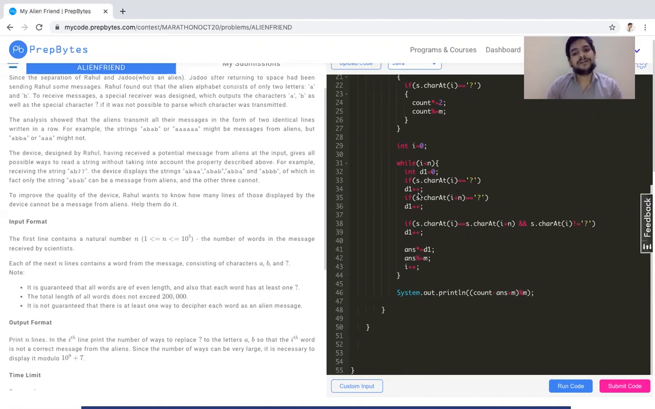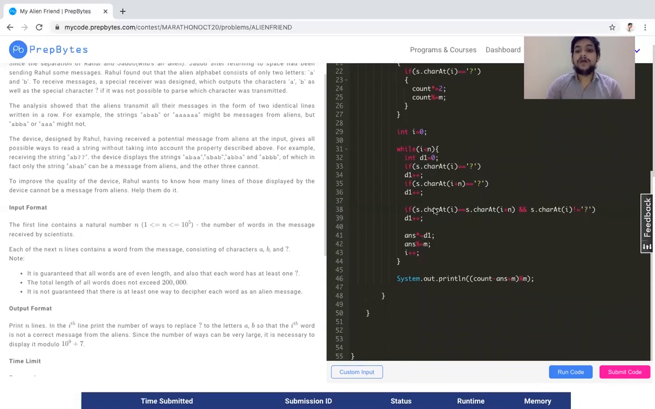So the three cases I have told you: if the ith index is a question mark, we will increase the pointer. If the jth index is a question mark, we will increase the pointer. If the ith and the I plus nth index characters are equal, then we will increase the pointer, but only when they are not question marks by default. For suppose they are not question marks, they are a at the first index, at the second index, and at the fifth index there is also a. Then also we will increase it.